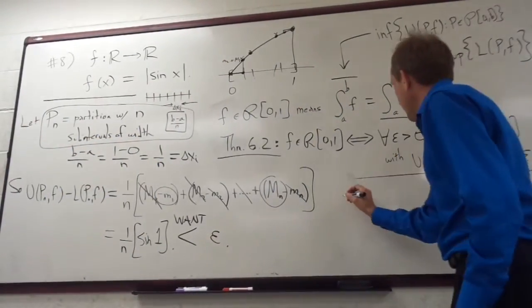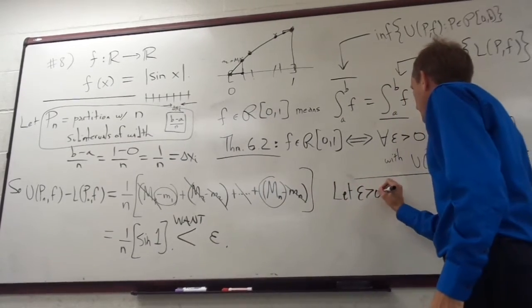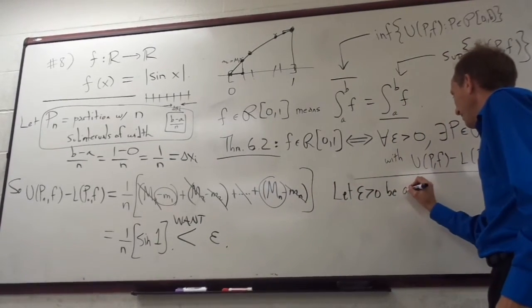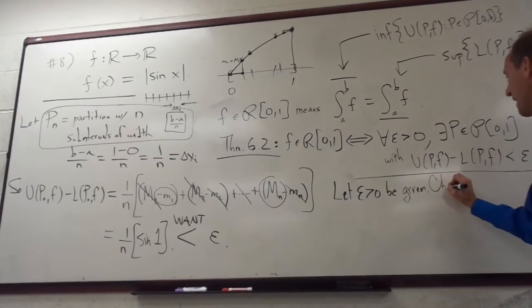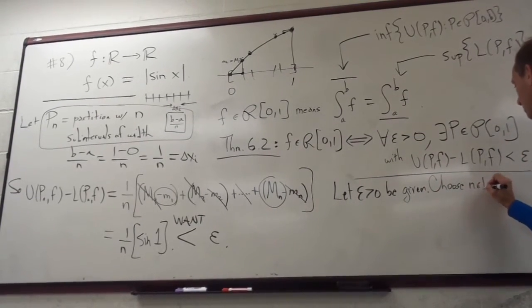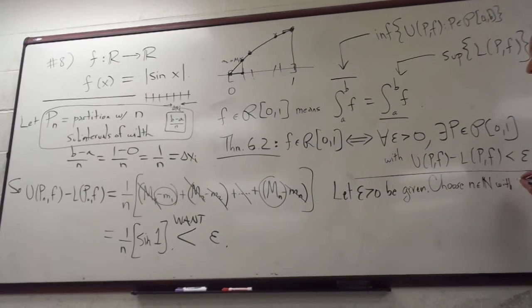So here's the idea. Let epsilon greater than 0 be given. This is actually now the proof. After all of that background, we can now do the proof. Choose n in the natural numbers with 1 over n times the sine of 1 less than epsilon. We can definitely do that.